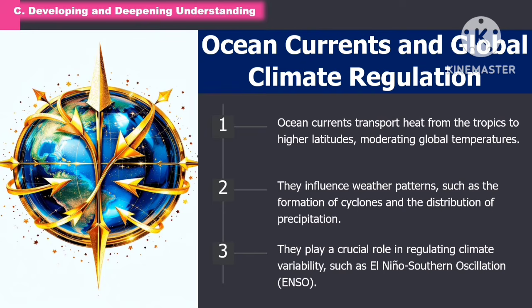The following are the ocean currents and global climate regulation. So the first one is that ocean currents transport heat from the tropics to the higher latitudes, moderating global temperatures. The second one is they influence weather patterns such as the formation of cyclones and the distribution of precipitation. The third one is that they play a crucial role in regulating climate variability such as El Niño Southern Oscillation or ENSO.